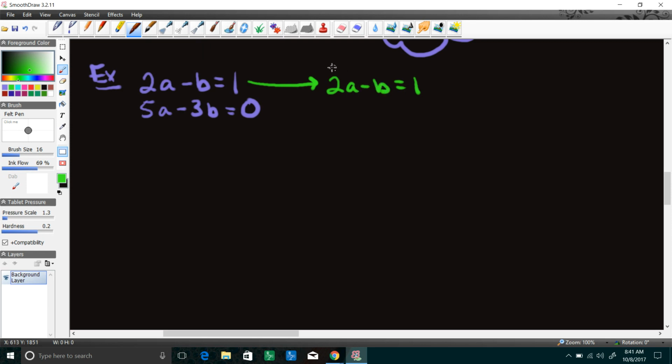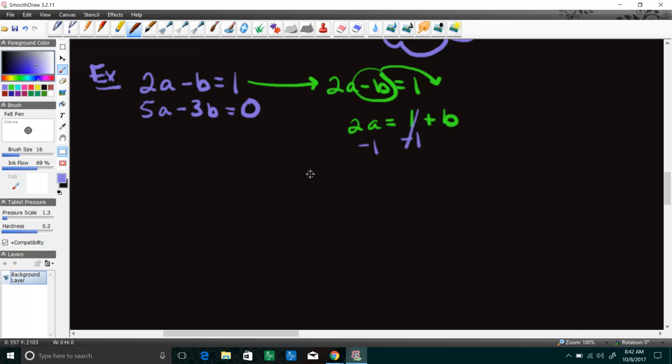So instead of moving my 2a and then dividing, this would just be easier to move the b. So I'm going to move my b. That means when it comes over, I'll be left with 2a is equal to 1 plus b, because over here was negative, so when it comes over it's positive. And since I want the b by itself, I'm going to take my 1 and move that one to the other side. So minus 1, minus 1.